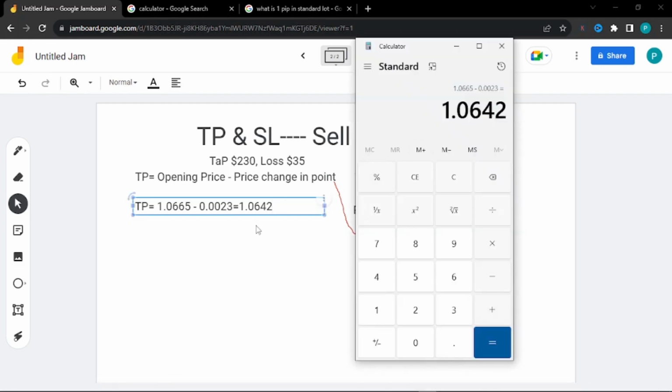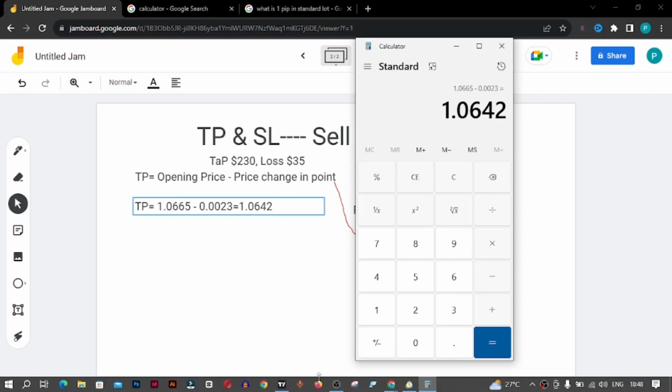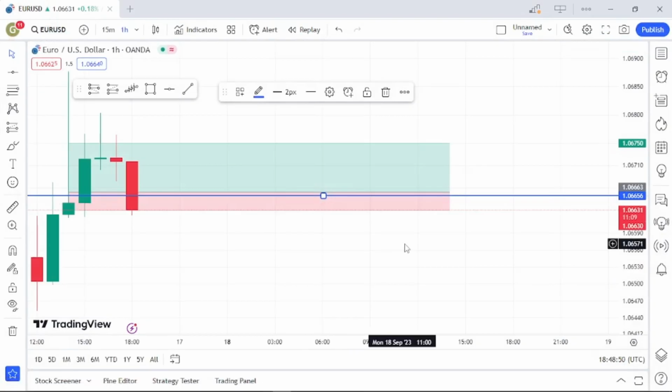Exactly. So now for a sell market, you see that over there in your buy market, you were adding your opening price and then the price change in points. But over here in your sell market, you are actually doing what? Subtracting, because the market is going down and not going upward. So when it's going down, you are actually subtracting.